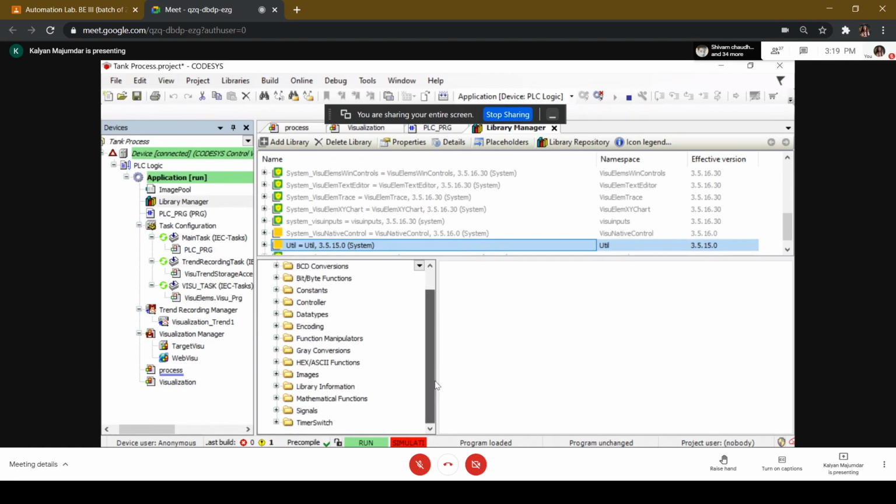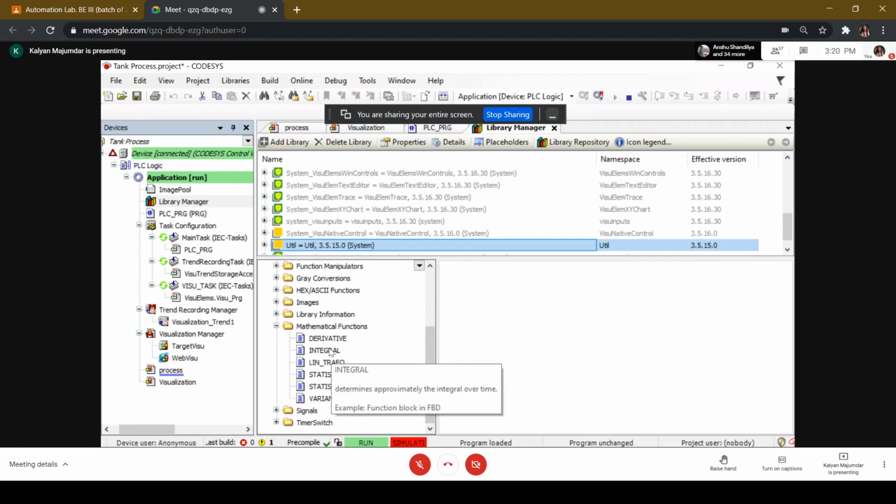Now, within this, there are many folders, each having a different category of functions. Today we'll be requiring only two categories. One is mathematical functions. In this mathematical functions, I assume you can't read it, you have derivative, you have integral, you have LIN_TRAFO, that is linear transformation. We'll be using that as well. You have statistics, different kinds of statistical functions, and you have variance, again a part of statistics. So you're basically interested in integral. So what you have to do is you're going to take this particular function, integral, into your program. So that is what you need to do.